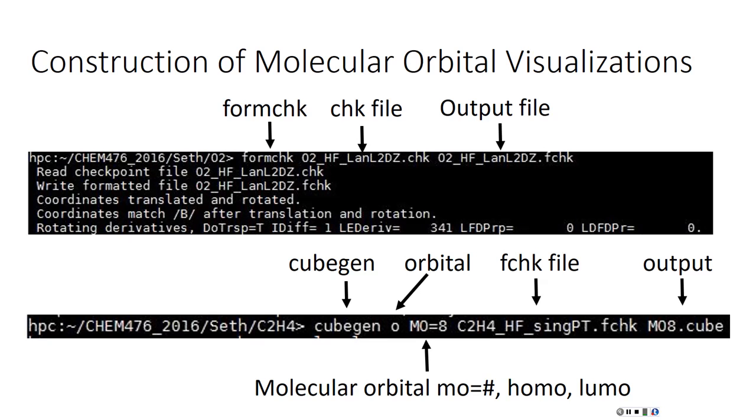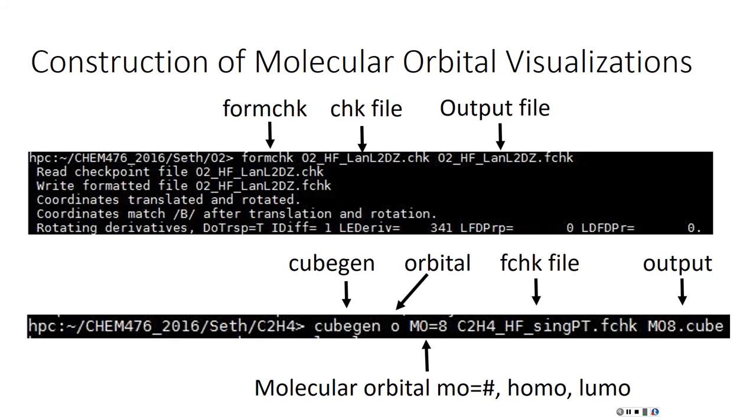So, construction of your molecular orbital files. We got a check file out when we run the calculations. You need to change that to an F check file, so use this command, formchk. I did O2 because it's a very simple molecule. I have my check file, and then I tell it the output is an F check file. You get some output that tells you, hey, we worked. And then you take that F check file and make it a cubegen file.